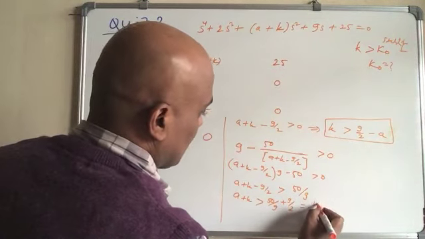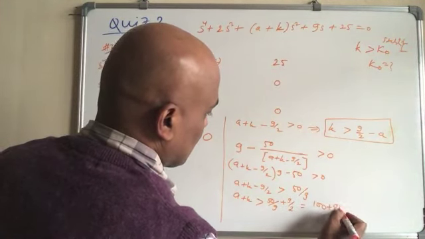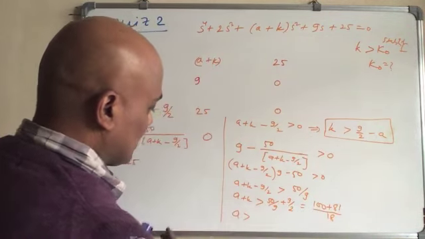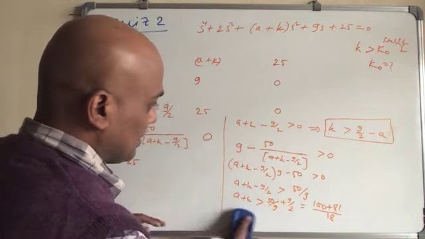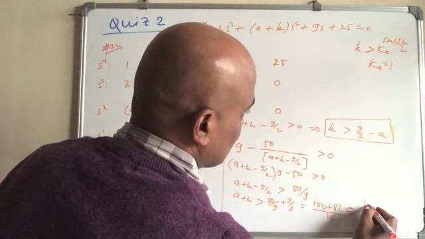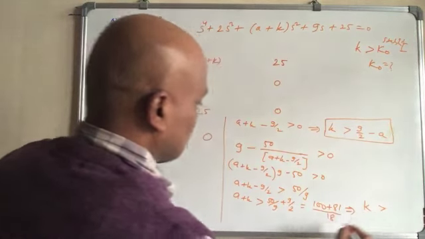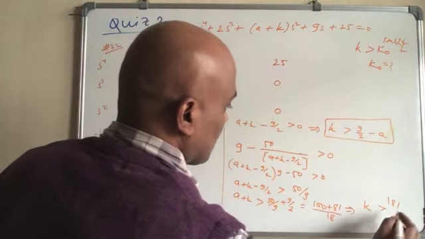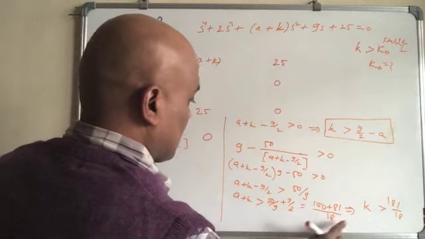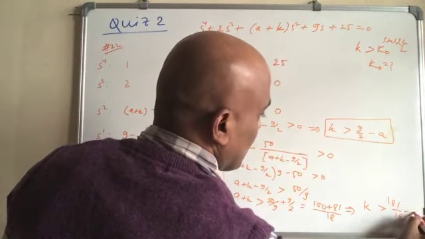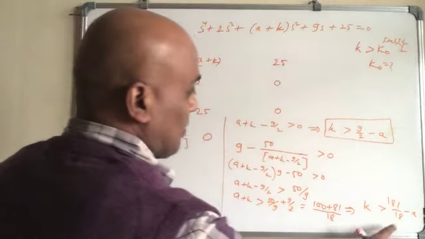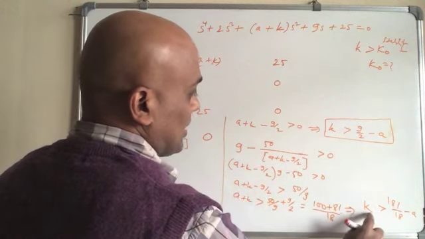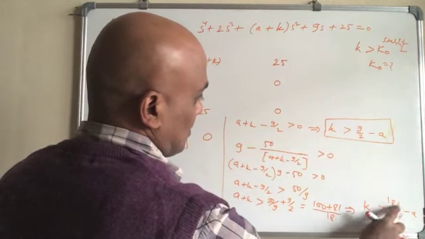So we get 100 plus 81 divided by 18, and k, from here we get k. This tells us k has to be greater than 181 over 18 minus a. Yeah, so what we see here, this is around 10, more than 10, and this is 4.5, so k has to be more than 10 minus a.